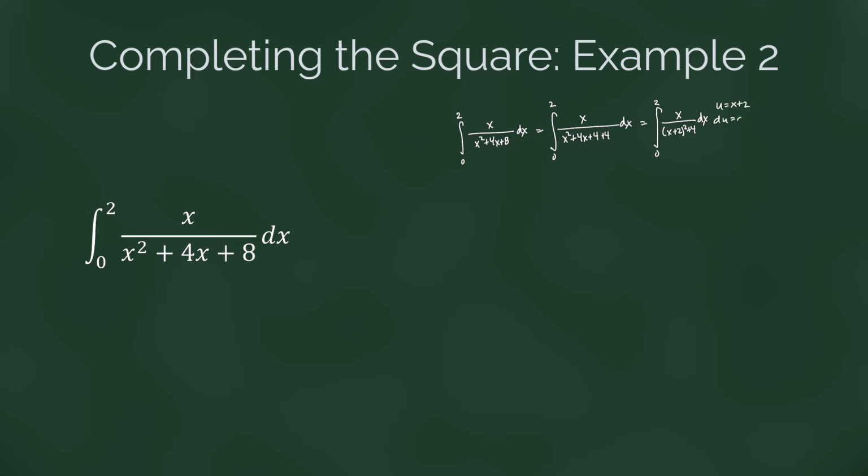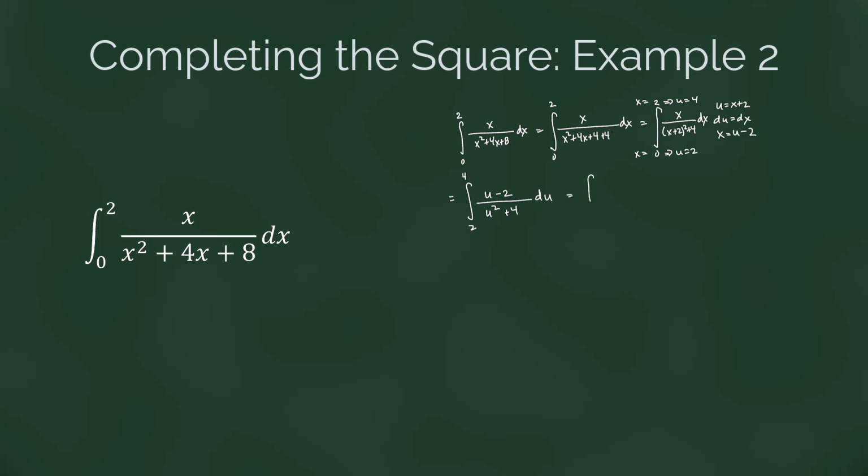We're going to let u be x plus 2 and du be dx. However, notice we have x dx in the top. So we're going to rewrite x as u minus 2 using the substitution that we made. Our original limits are x equals 0 and x equals 2. We're going to rewrite those as u equals 2 and u equals 4. So now our integral is the integral from 2 to 4 of u minus 2 over u squared plus 4 du.